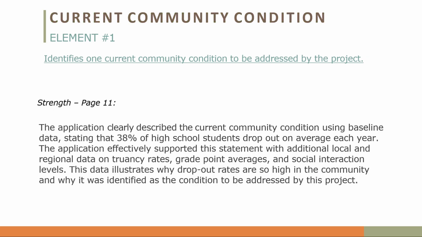Here is a better comment. The application clearly described the current community condition using baseline data, stating that 38% of high school students drop out on average each year. The application effectively supported this statement with additional local and regional data on truancy rates, grade point averages, and social interaction levels. This data illustrates why dropout rates are so high in the community and why it was identified as the condition to be addressed by this project. The terminology has changed. There are words of analysis used throughout, and there are specific examples to support this review.